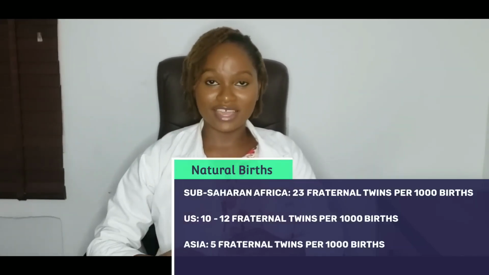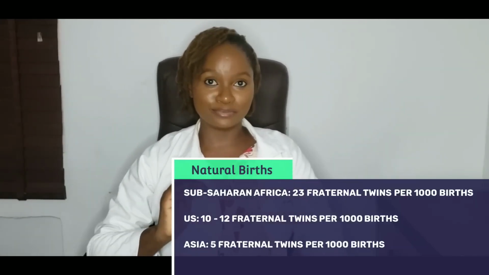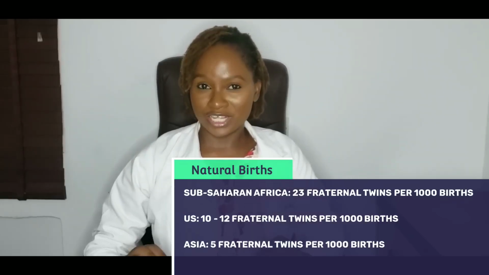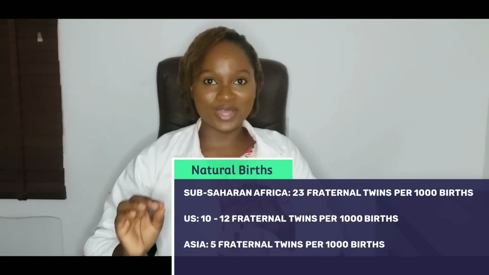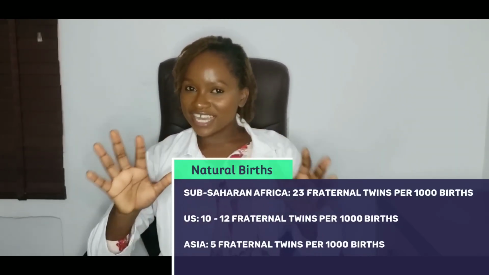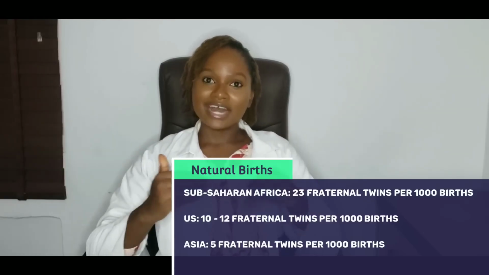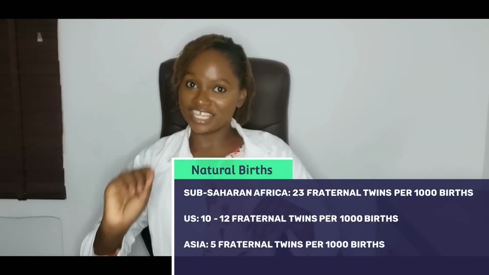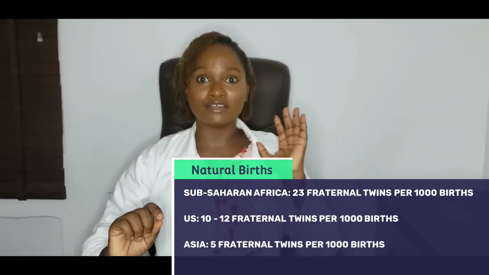Additional information. In sub-Saharan Africa, out of every 1,000 births, 23 are twins. In the US, out of every 1,000 births, 10 to 12 are twins. Well, Asia has the lowest number. Out of every 1,000 births in Asia, 5 are twins.